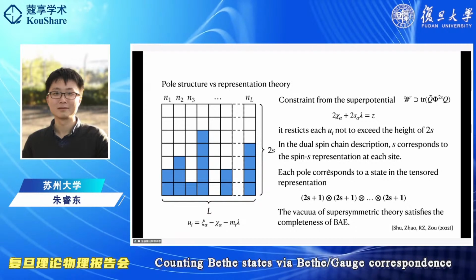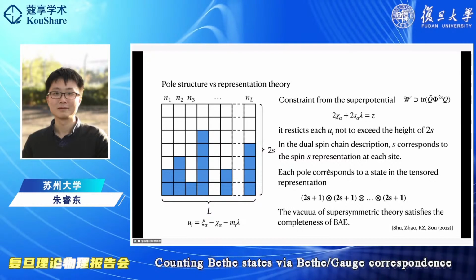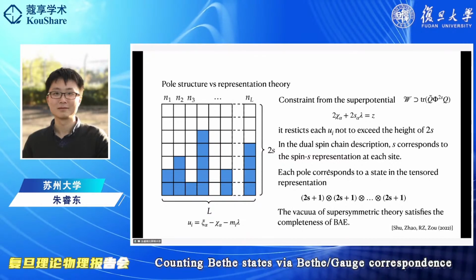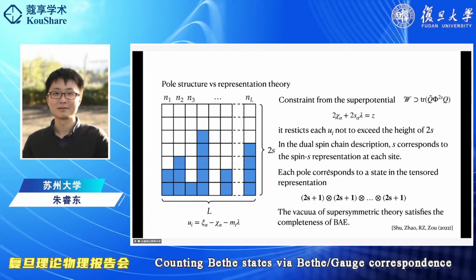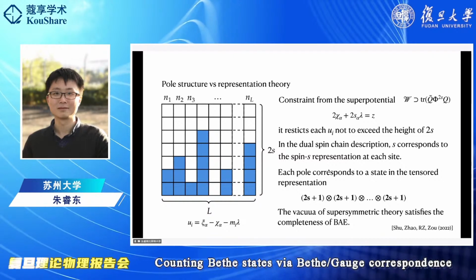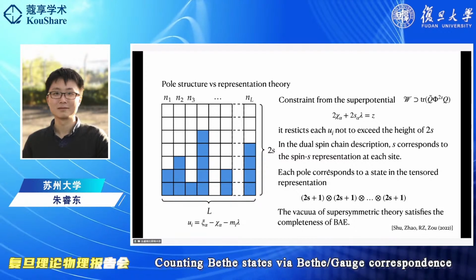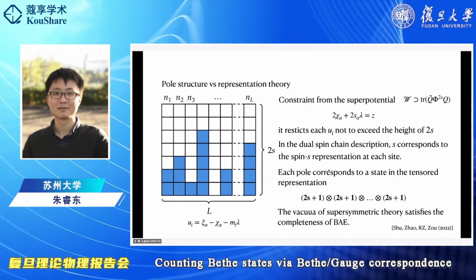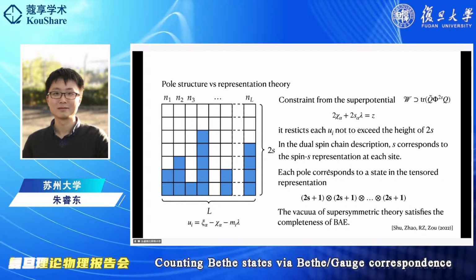So this can be interpreted as each configuration corresponds to a different weight in this tensor representation. Looks like this. And this is actually the degrees of freedom we put at each site of the spin chain, right?